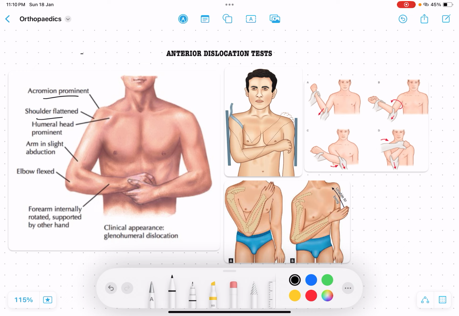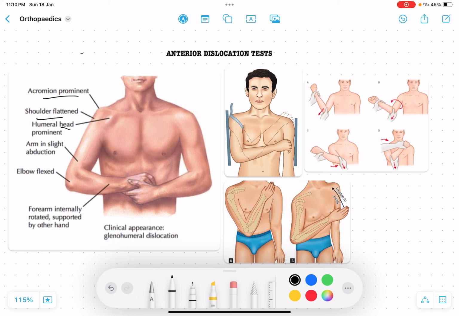Shoulder is flattened. Normally the contour will be present, not exactly a perfect C shape, but some bulge kind of presentation will be there in a normal person. But here it's flattened. Humeral head will become prominent. Arm will be in slight abduction as well as with the elbow flexed. He'll be supporting the injured hand with the other hand, with the forearm internally rotated and all the rest.